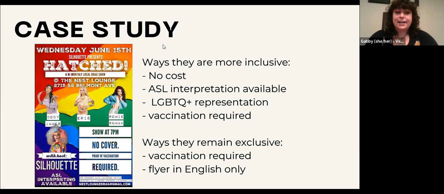And then I think that LGBTQ representation is all over this page, you know, with rainbow colors, and just inviting that type of folks and people who identify within that community.